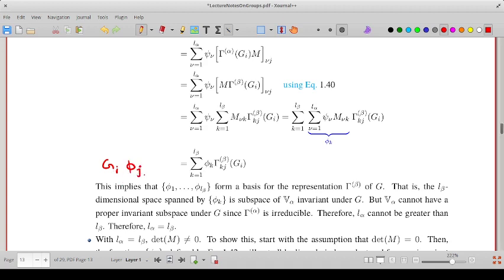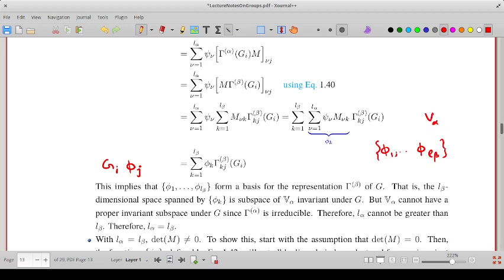So gi acting on the vector phi j produces a linear combination of phi j's, and the number of phi j's is L beta. So this means that the set of vectors phi 1 etc. up to phi L beta spans an invariant vector space, invariant subspace of V alpha.